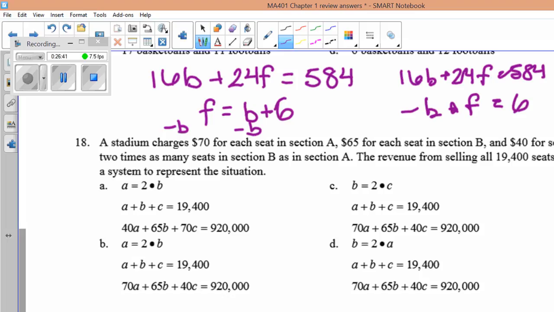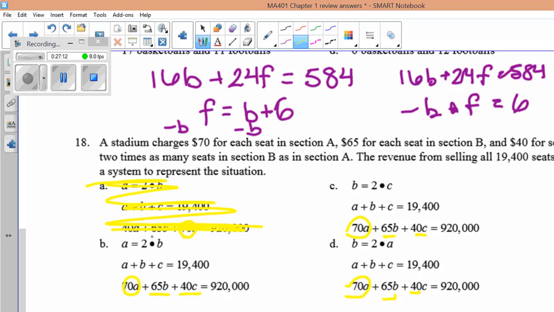It says a stadium charges $70 for each seat in section A, $65 for B, and $40 for section C. Alright, so if you look at these, that's what you want to see. You want to see 70 with A. So 70 needs to be with A. So this one's wrong. 65 needs to be with B. And 40 is with C. So they all have this one correct.